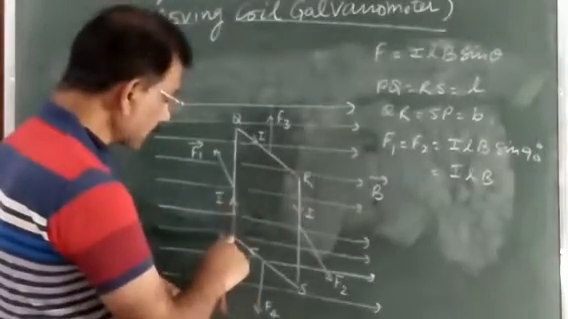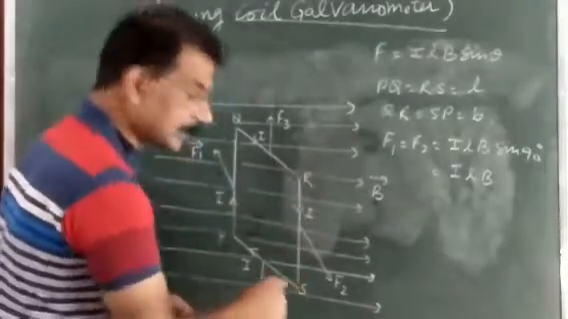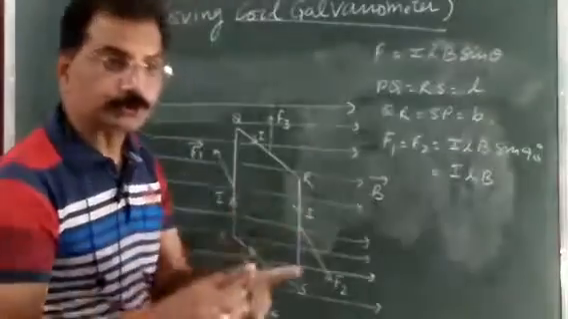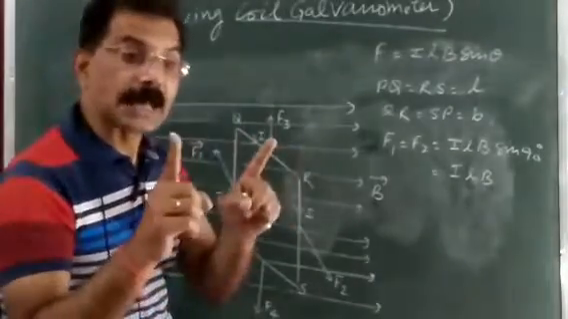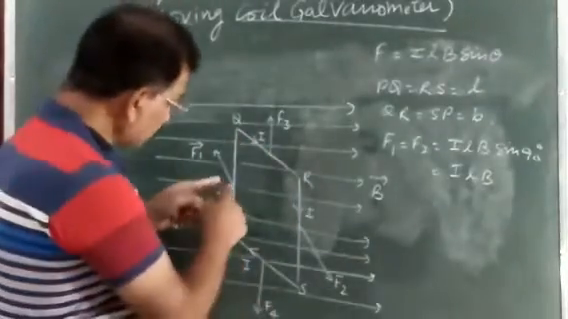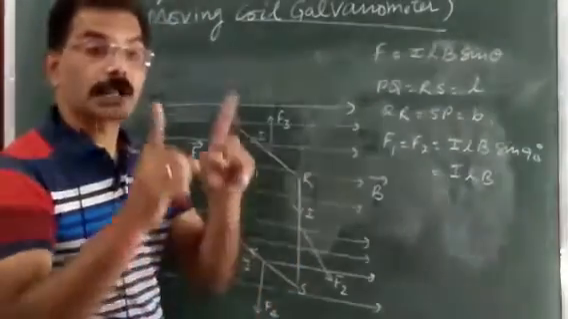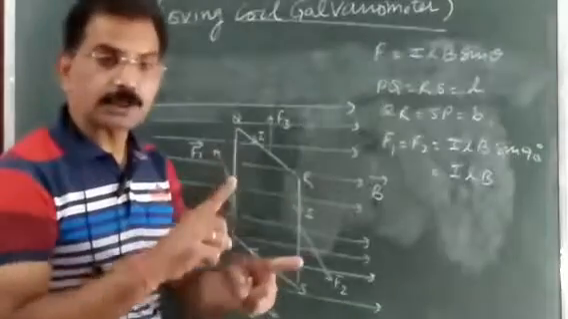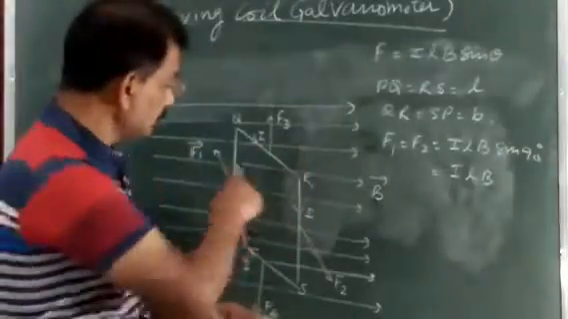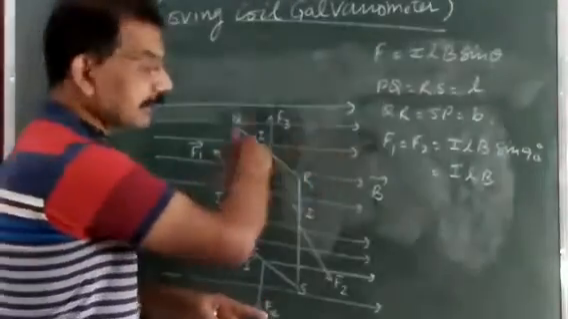It means the forces acting on PQ and RS are equal in magnitude but opposite in direction. And these two forces which act on PQ and RS will form a couple. And the tendency of that couple is to rotate the coil in this magnetic field.